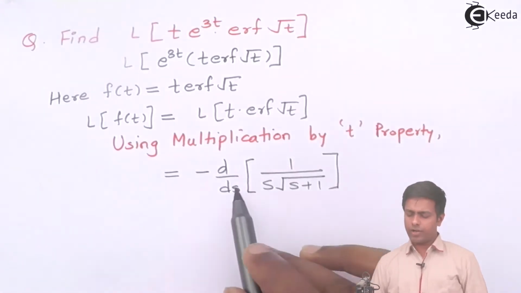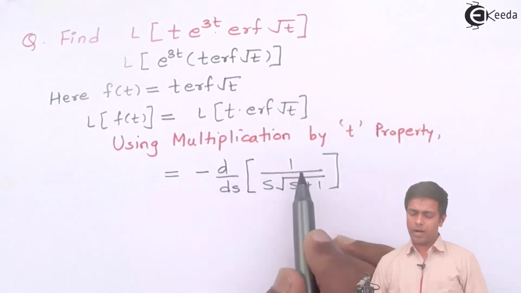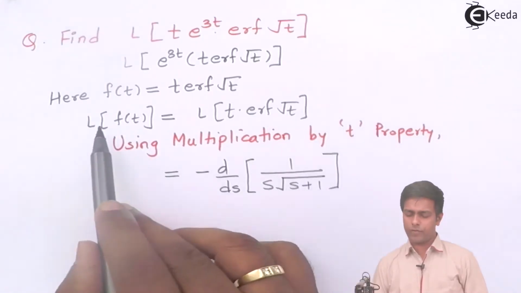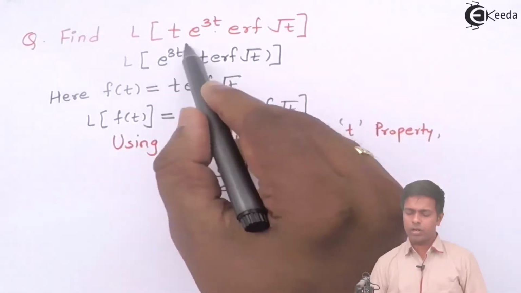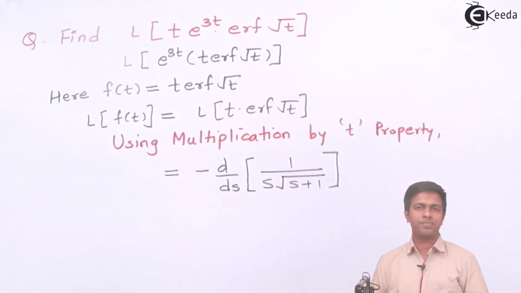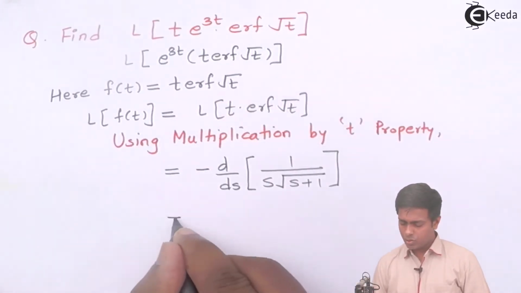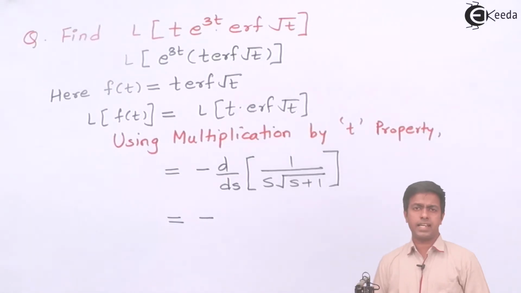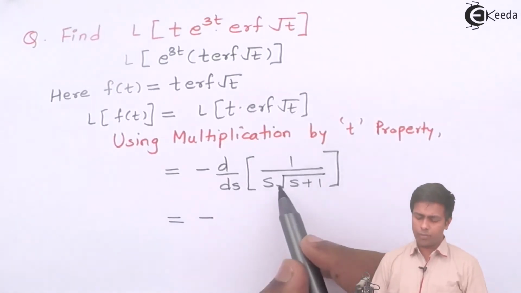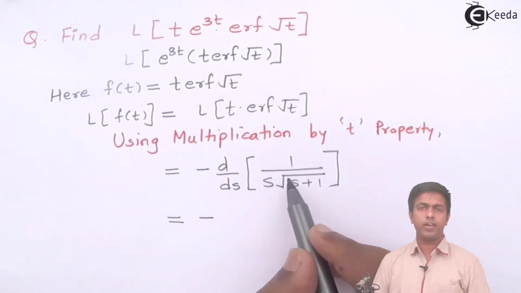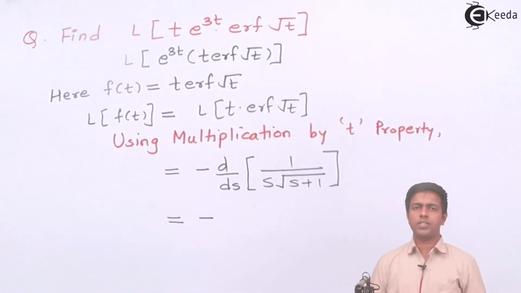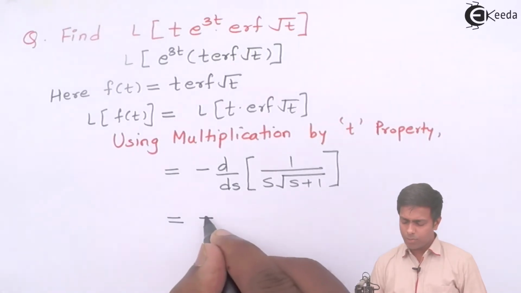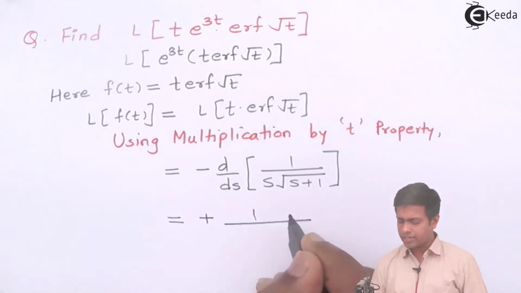Now let's find the derivative of this, and after finding the derivative we will get the Laplace of f of t, which will be our phi of s, which we are going to use here for the first shifting theorem. So let's start. So minus n as it is. Now here in the denominator we can see that this is given in the form of 1 upon x, and the derivative of 1 upon x is minus 1 upon x square. So this will become positive 1 upon x square.